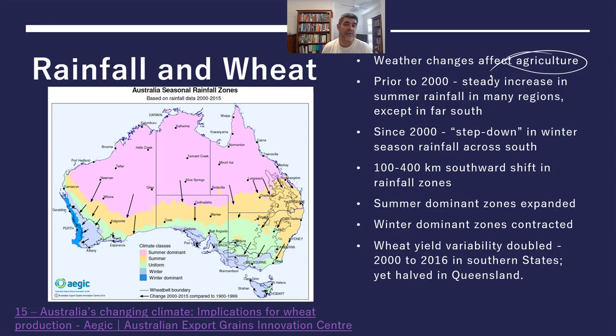Obviously, there is a lot of evaporation happening over the oceans, and some of that water will reach the coast, and those clouds will drop rain on the coastal areas, but not necessarily on the inland. So what we can see is a 100 to 400 kilometre southward shift in the rainfall zones.